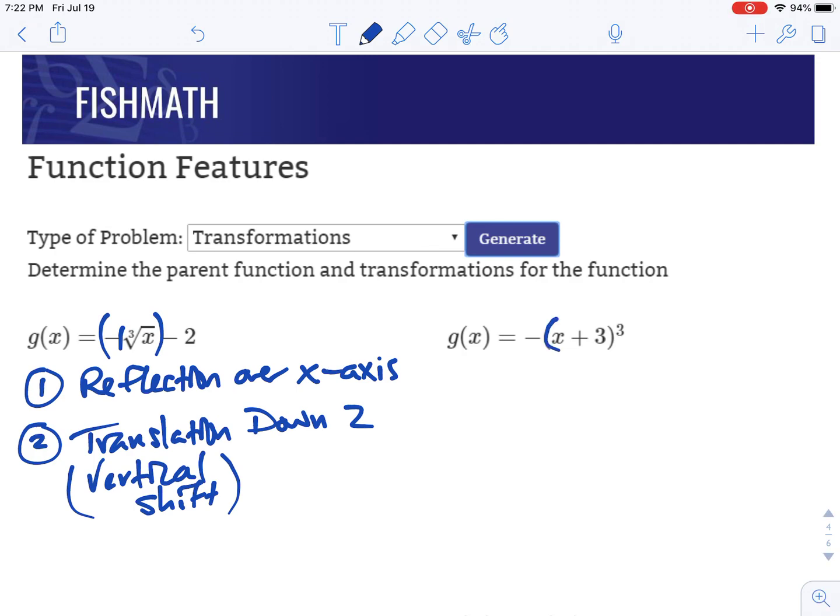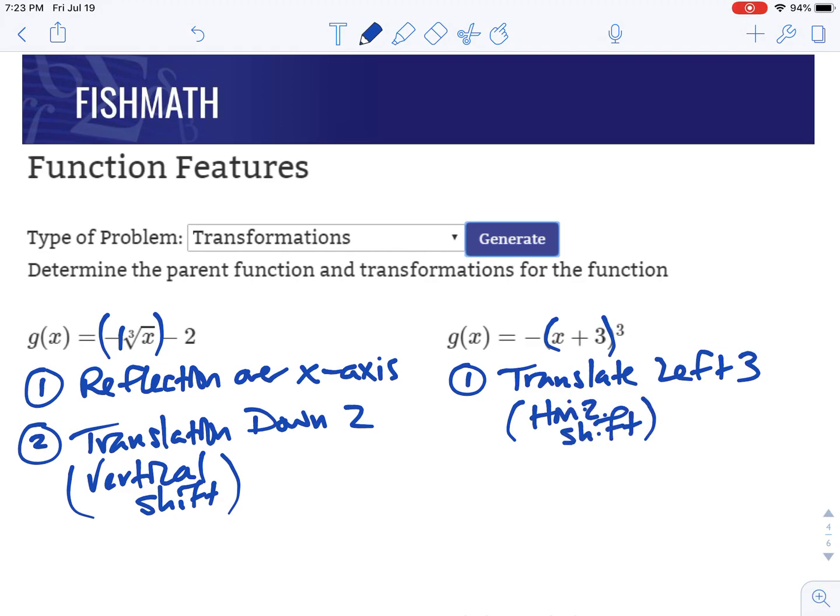This one over here, we're going to again start with order of operations. We've got parentheses, so the x plus 3 there is going to happen first. The plus 3 is, again, kind of backwards from what you'd expect. It's in there with x, so it's going to be the opposite of what you'd expect. So plus 3 would actually go left 3. So the first step here is a translation, or translate left 3. We also call that a horizontal shift, left 3.